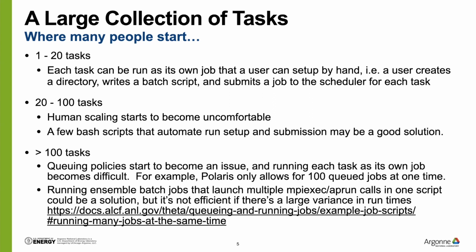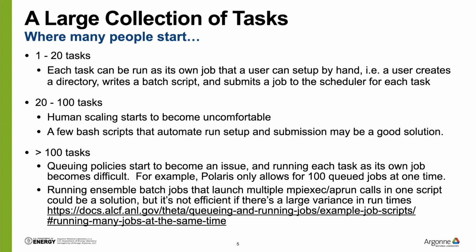Now let's consider scaling up to maybe 100 tasks or more, 200 tasks, 300 tasks. At this point, some external factors start to, it's not just your ability or your patience that is being tested here. Queuing policies start to become an issue. So for example, on Polaris, we only allow users to have up to 100 queued jobs at one time. So if you have 200 jobs, you cannot put them all on the queue at once on Polaris. You would have to do it in 2 batches, for example, and that's inconvenient.